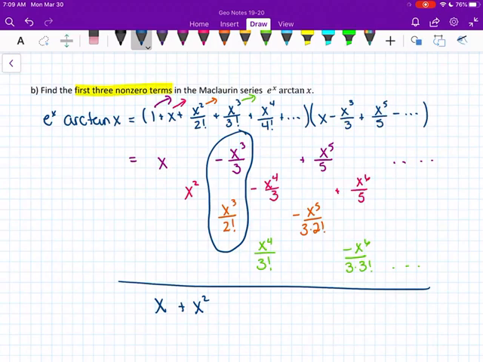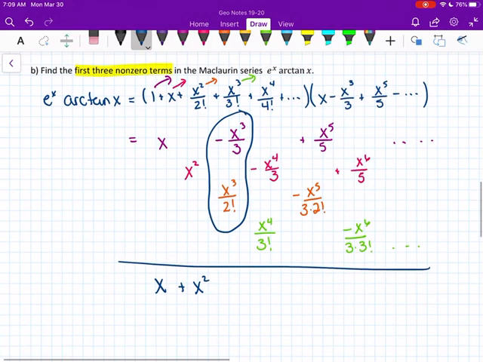which is just 2. So the common denominator is 6 there. So I end up with a positive 1/6 x cubed. And then the pattern would continue. Okay, so you would continue to add the degrees of 4 and so on and so forth. But those are just the first 3 non-zero terms of the Maclaurin series for e to the x arctan of x.